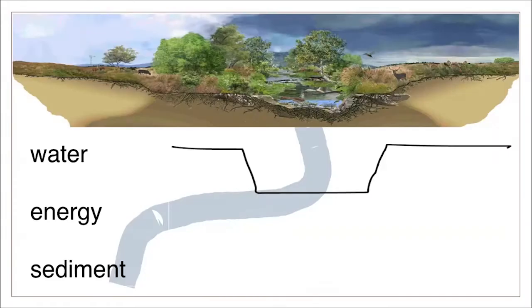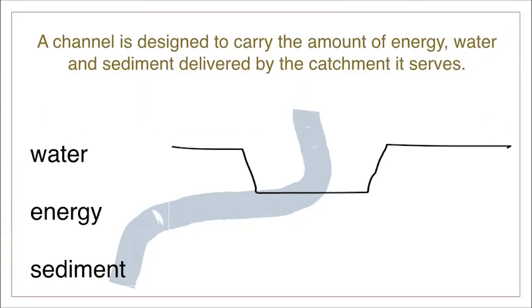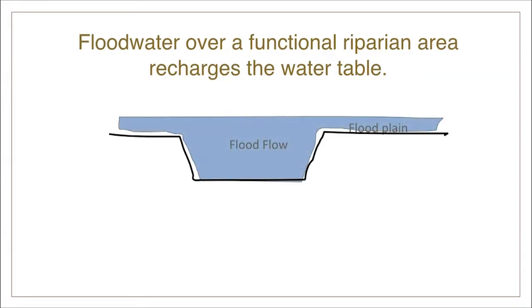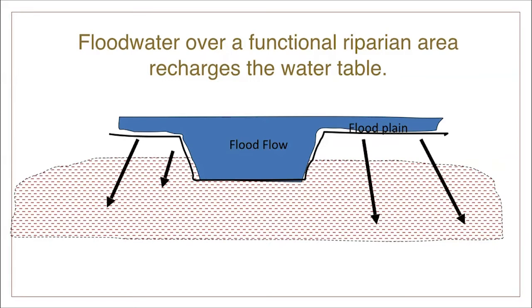Let's look at the principles of river channel evolution, or how rivers are shaped and sized by their catchment areas. A channel is naturally designed to carry the amount of energy, water, and sediment delivered by the catchment it serves. As we learned in Lesson 4, the bank full flow shapes the channel. During floods, the channel fills up. Bank full flow is exceeded, and water spills out onto the floodplain. As it spreads out through thick vegetation, the floodwater energy is dissipated.